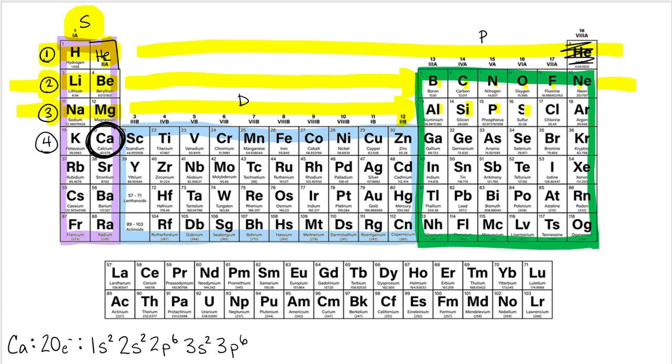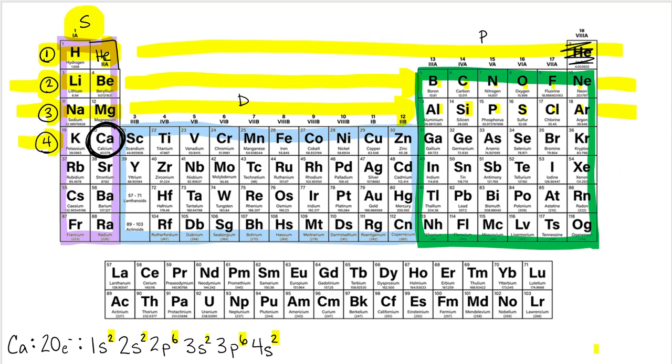1, 2, 3, 4, 5, 6 gets me over to argon. I've got to keep on trucking, down here to the 4th period of the periodic table. 4s2 gets me to calcium. Again, double check, make sure that you've accounted for all of them. 2 and 2 is 4, 10, 12, 18, and 20 electrons. So I have accounted for all of the electrons in calcium. All right, so far so good.